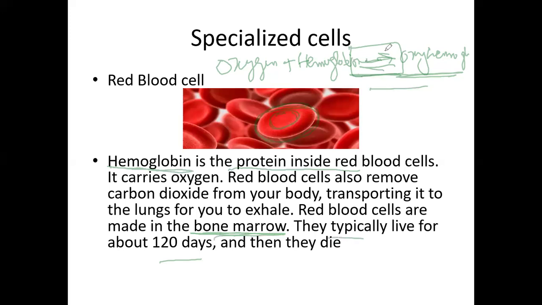They live only about 120 days. So after every 120 days, their life is finished. And at all times, new red blood cells are forming in the bone marrow.